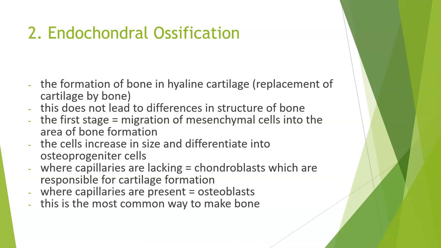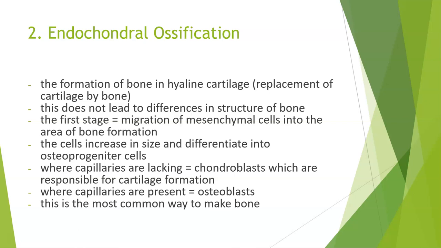The second type of ossification is called endochondral ossification. If we remember, chondro means cartilage, so endo means within cartilage. So endochondral ossification means the formation of bone in hyaline cartilage. In other words, the replacement of cartilage by bone. This does not lead to differences in structure of bone. The first stage is the migration of mesenchymal cells into the area of the bone formation. The cells increase in size and differentiate into osteoprogenitor cells.